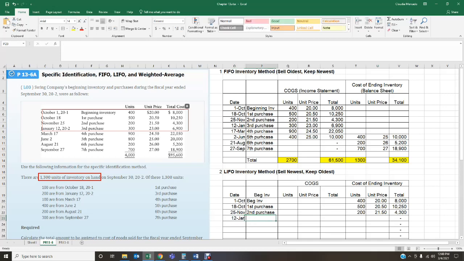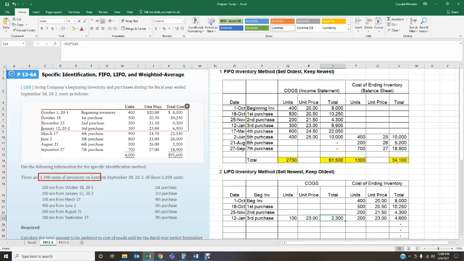Now we need to be careful on that third purchase, which is happening January the 12th. Now on this third purchase, remember we have to come up with 1,300 units. So far I have 1,100 units, so I know I have 200 more units to go to get to 1,300. So out of the 300, I'm keeping 200. Those are not going to be sold yet. And that means that 100 of those units were sold at $23. I'm going to multiply it.